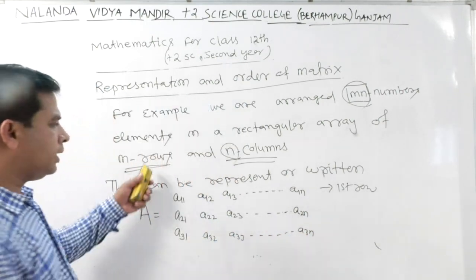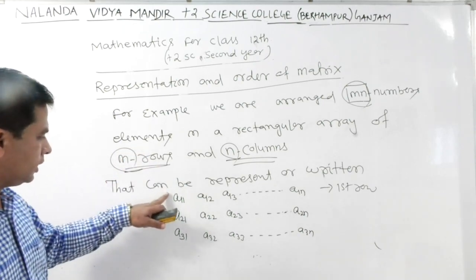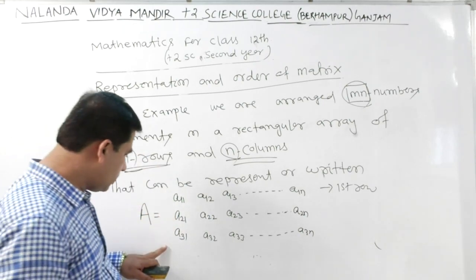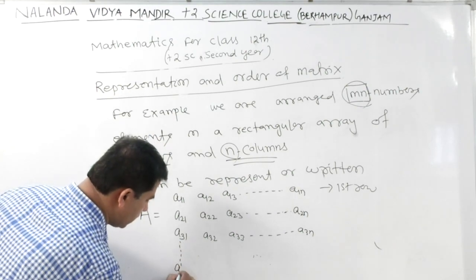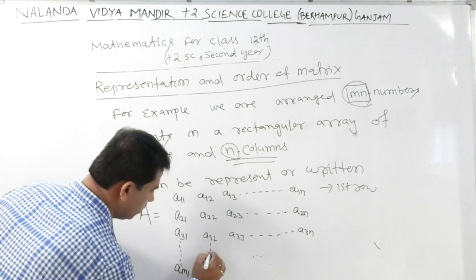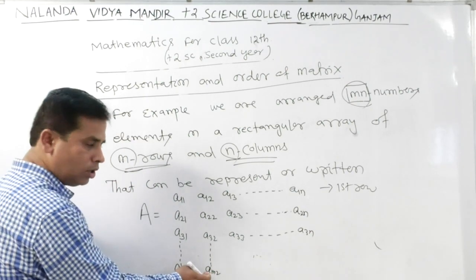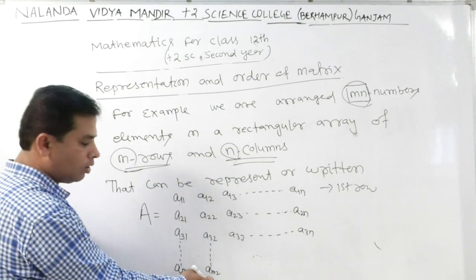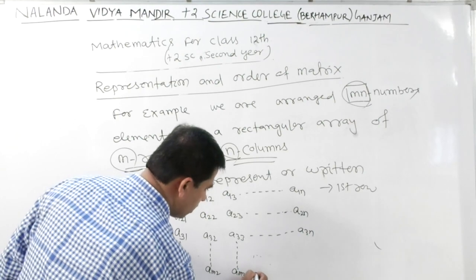How many rows in this matrix? M rows. This is our first row, this is our second row, this is our third row, and so on. This is our mth row. Therefore, we can write Am1. This is our Am2, meaning mth row and second column. Am3, and so on.